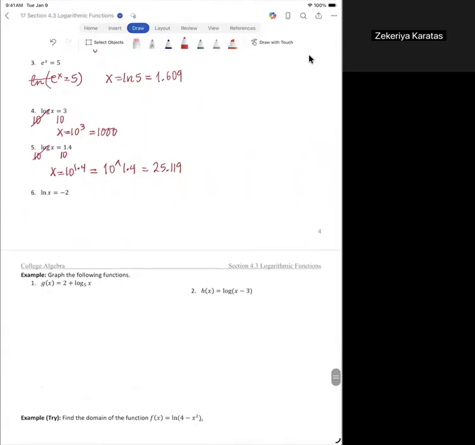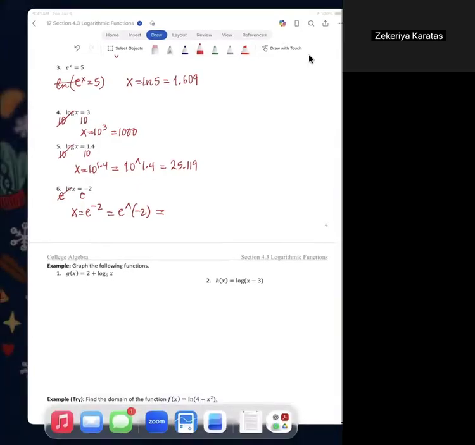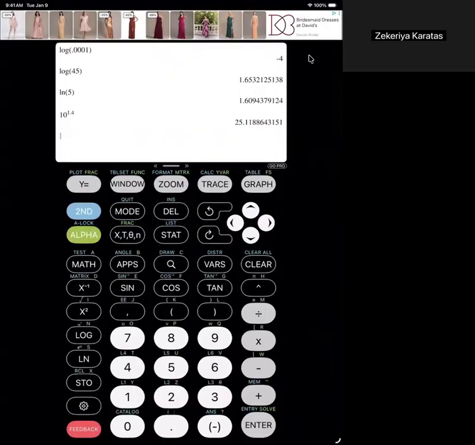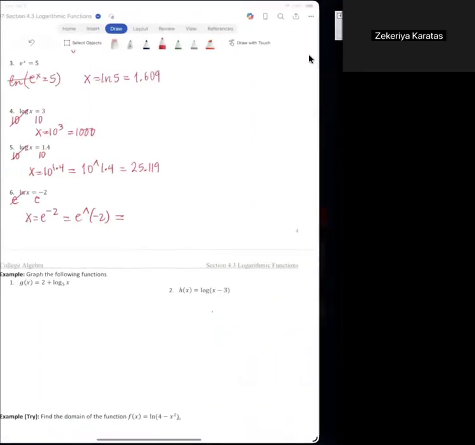The last one: the base is e, and the right side is negative 2, so I'm going to apply base e to both sides. These two will cancel. So x will be e to the power negative 2. Let's compute that one. You do second ln, power negative 2. That gives me 0.135.